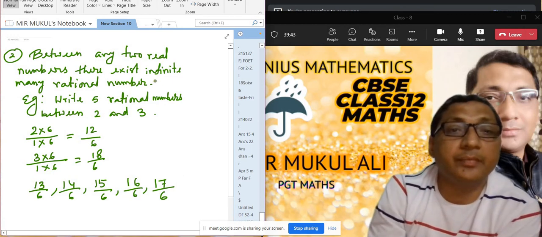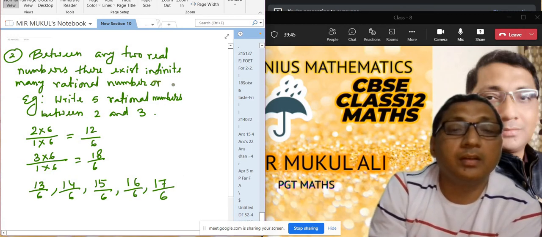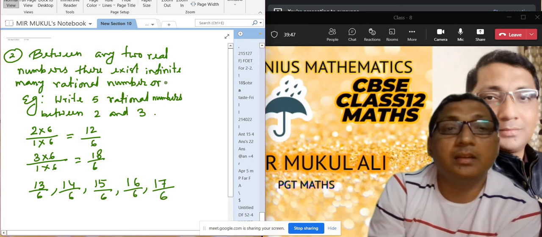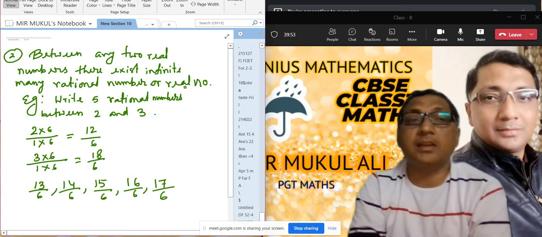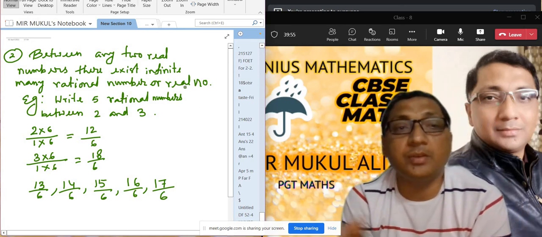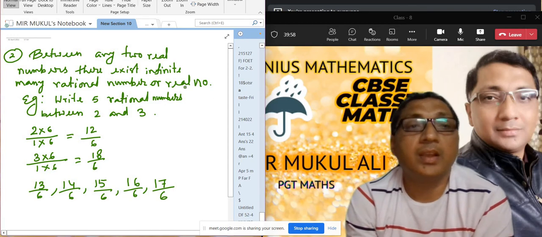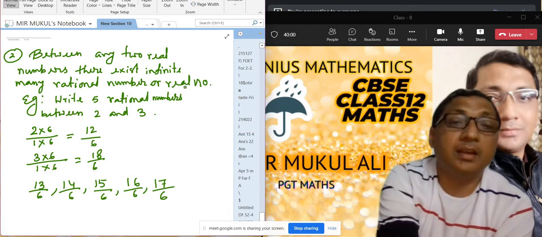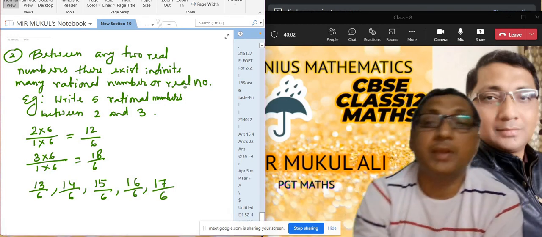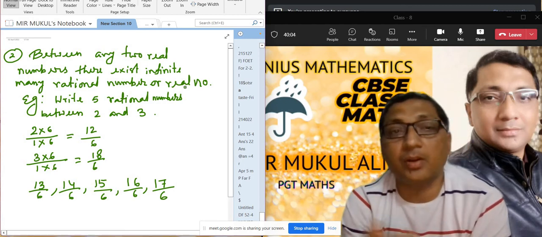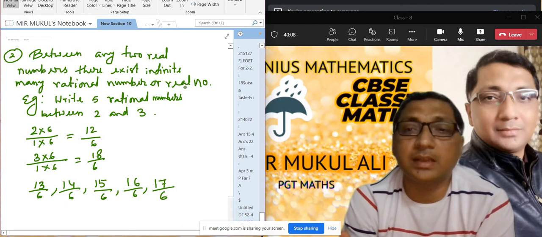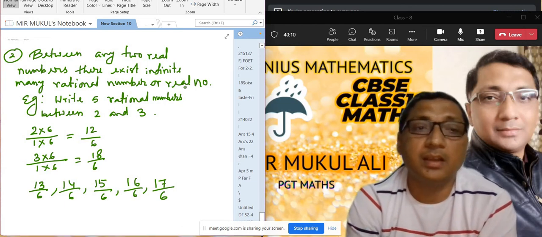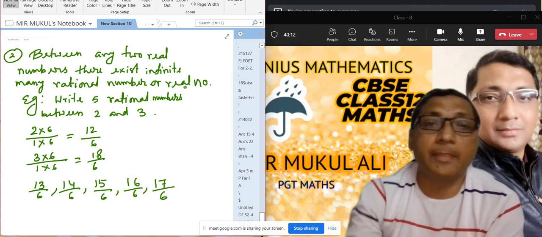Here you can write real number. So if you say a real number, that means irrational numbers also will come. So between any two real numbers there exist infinite many real numbers. So out of rational numbers or irrational numbers, if in questions they ask to write 5 irrational numbers or 5 rational numbers, then you have to write.